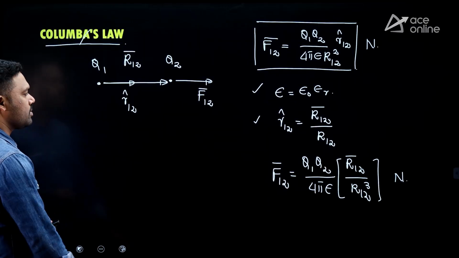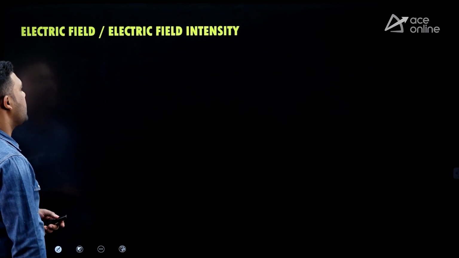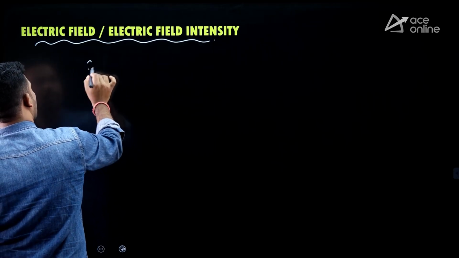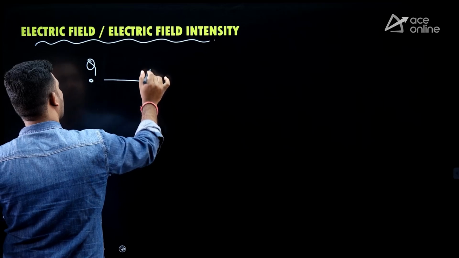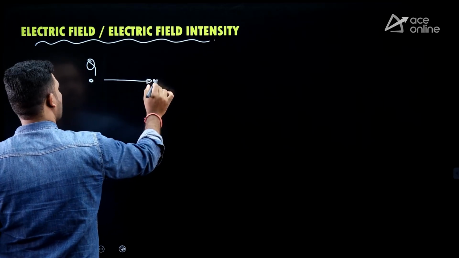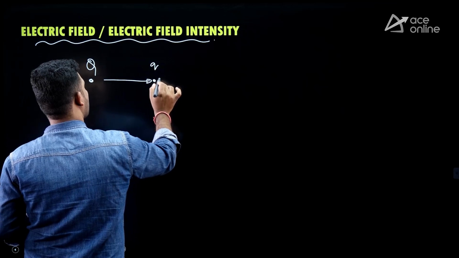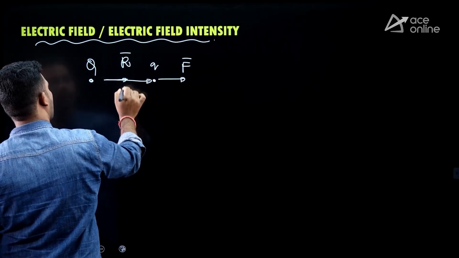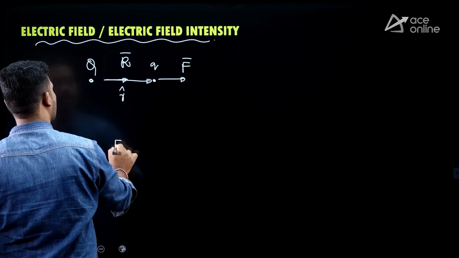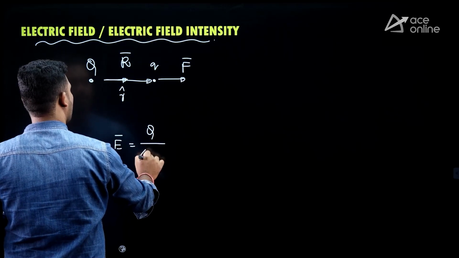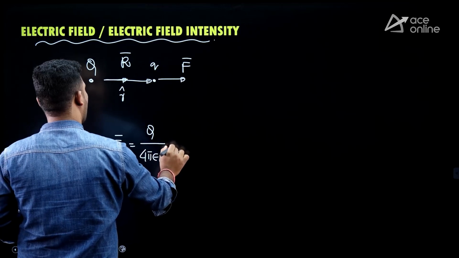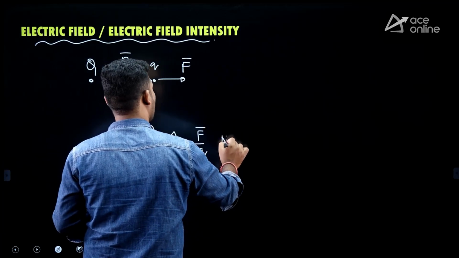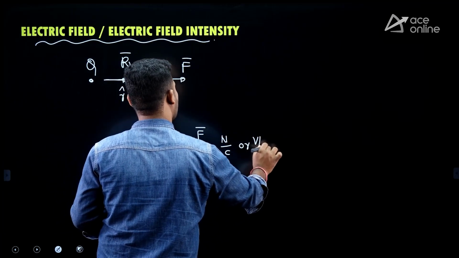Simple, guys. The force between the two charges, Coulomb's law. Next, electric field, also called electric field intensity. Suppose if you have a charge q, what is the electric field at a certain distance? How is it defined? Suppose you have a charge q, the distance between these two is r, the unit vector is r cap. So how is the electric field defined? It is q divided by 4 pi epsilon r square into r cap. It is force per unit charge, newton per coulomb, or the other unit is volt per meter.